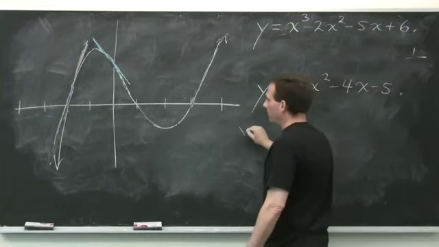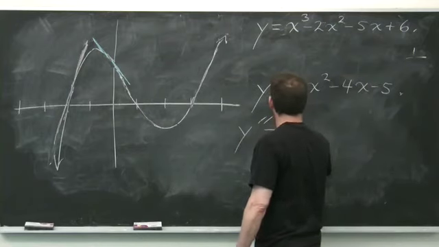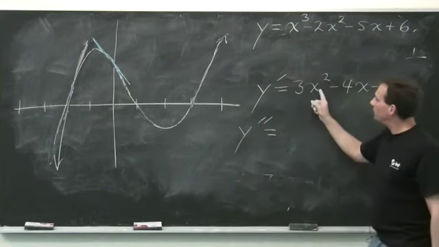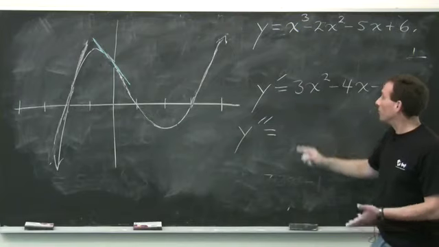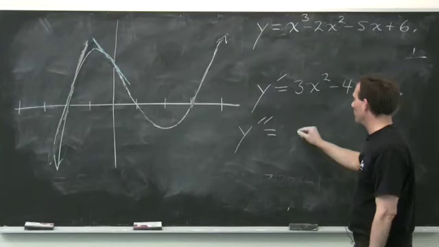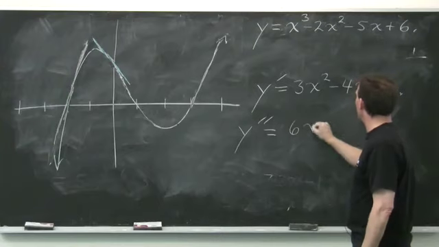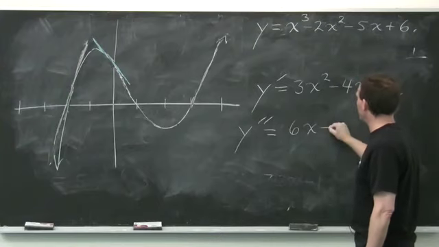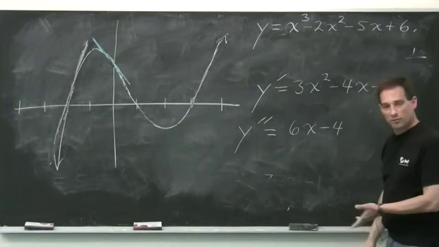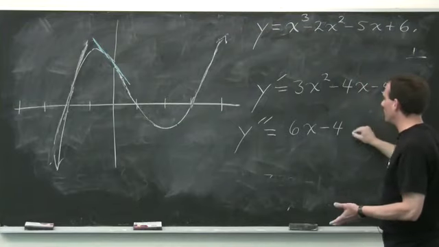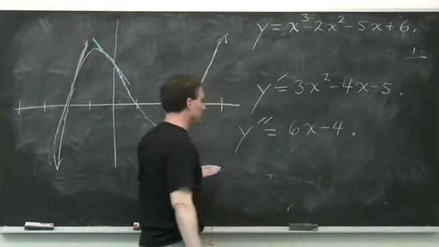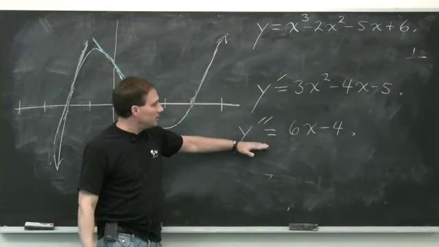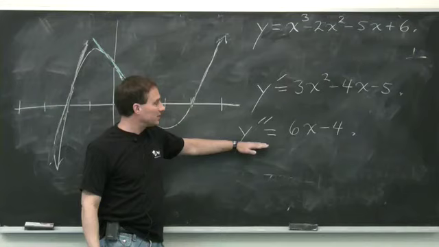Y double prime, so the second derivative, the derivative of the derivative, again, you get 3 times the derivative of x squared, the derivative of x squared, 2x by the power rule. So we get 6x. And then the derivative of minus 4x is just minus 4 times the derivative of x, minus 4 times 1, the derivative of constant is 0. So here's what we get for the first and second derivatives. It's easy. The second derivative is 6x minus 4.